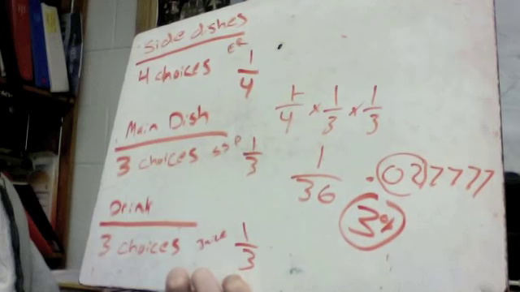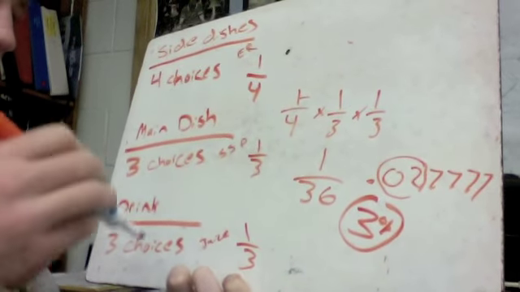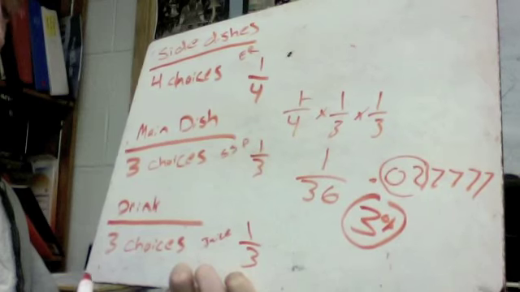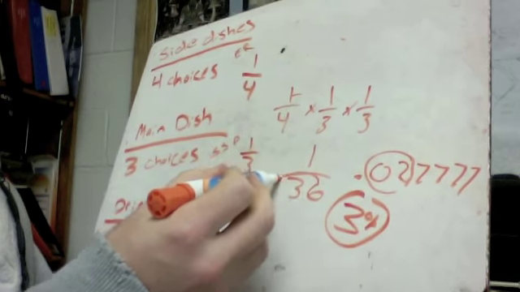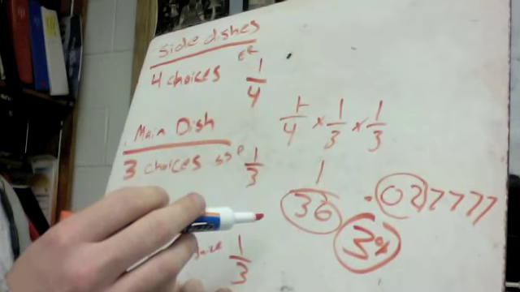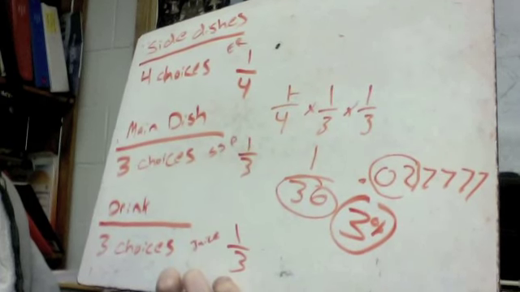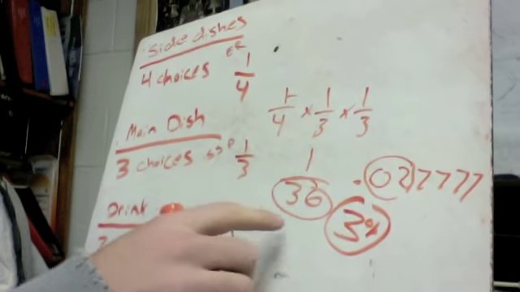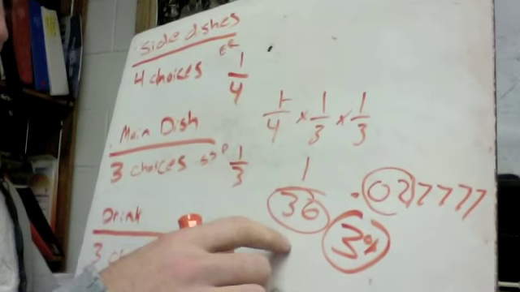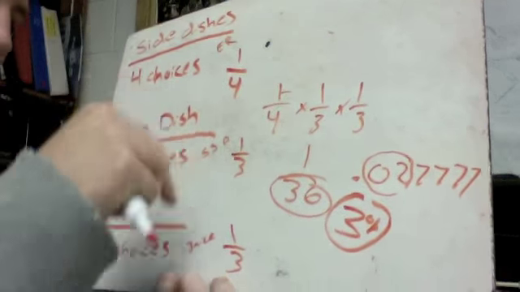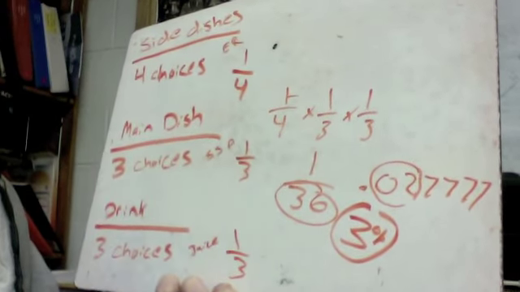Another thing you can also get out of this is if you have something like this and it's choices, you have 36 different choices of side dish, main dish, and drink combinations. That's another thing to think about too. In the end, we basically have 36 outcomes because there's 36 choices in combinations with these three categories.